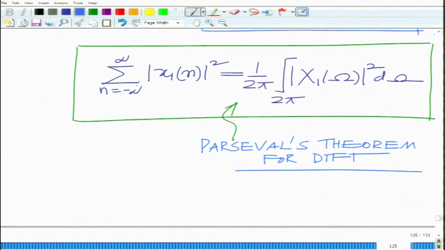The summation over n from minus infinity to infinity of magnitude x1[n] squared equals 1 over 2π integral over any 2π region of magnitude X1(ω) whole squared dω. That completes our discussion of the properties of the DTFT. In the next module, we will start looking at the DTFT and its properties in relation to LTI systems. We will stop here and continue in the subsequent modules. Thank you very much.